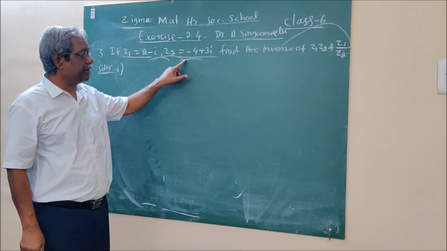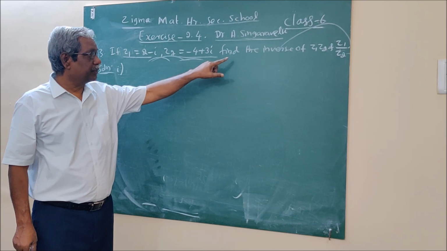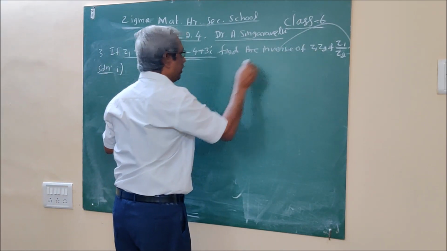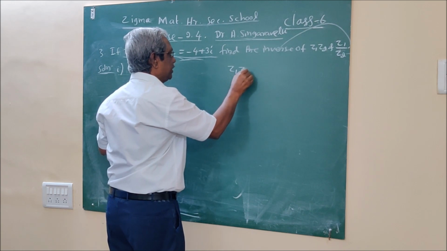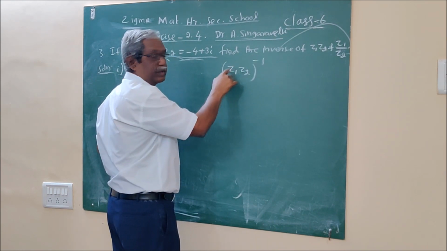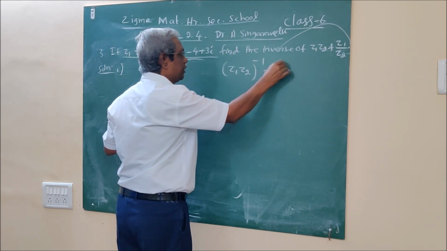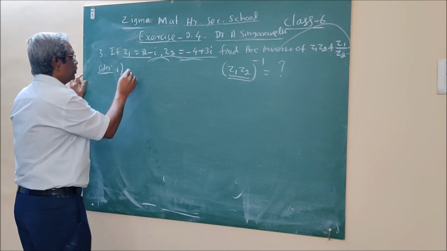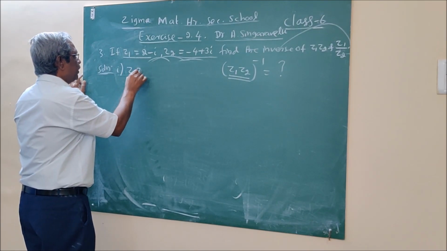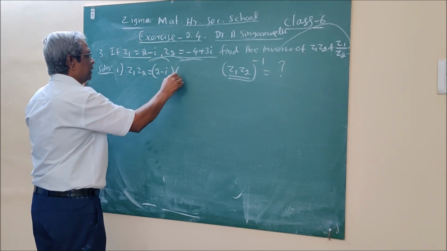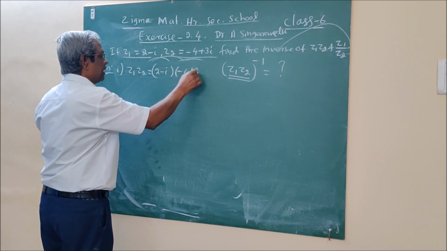Z1, Z2 is given. Find the inverse of Z1 Z2. The first problem is to find Z1 Z2 power minus 1, the inverse of Z1 Z2. So for this we first find what is Z1 Z2. Z1 into Z2 equals 2 minus i into minus 4 plus 3i.